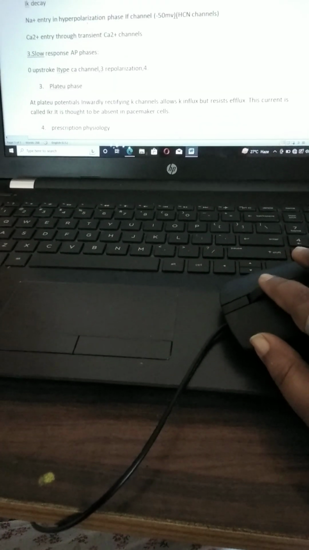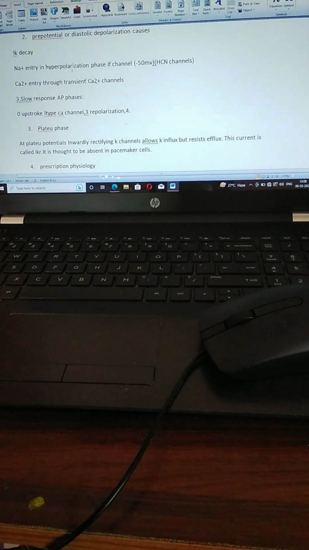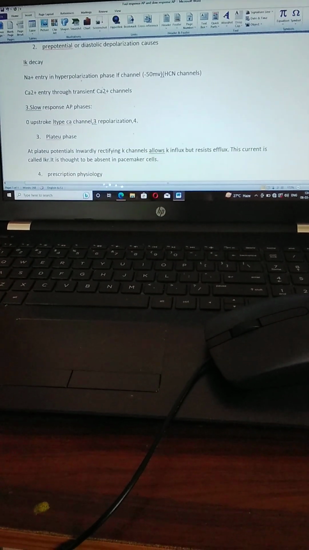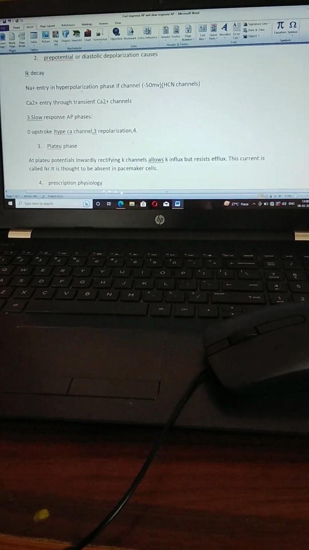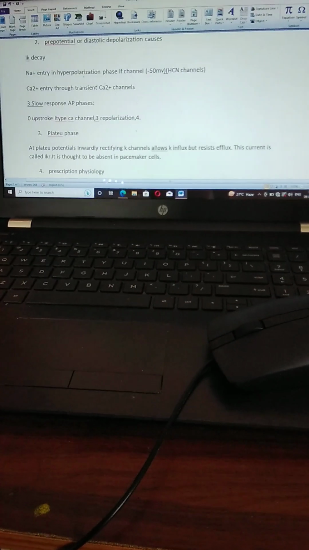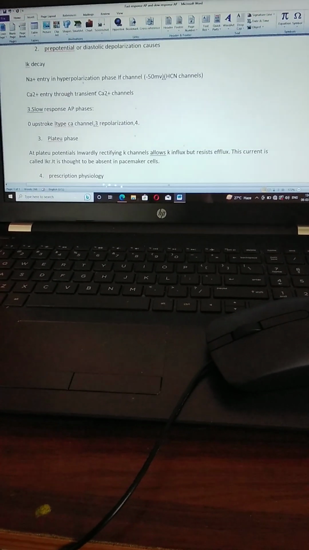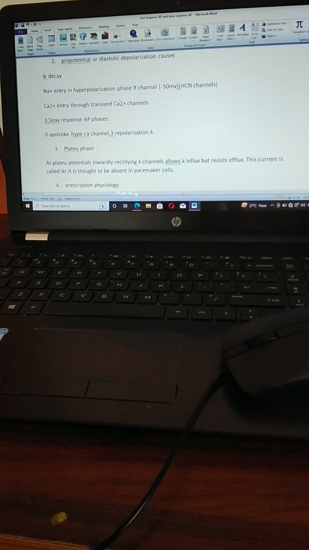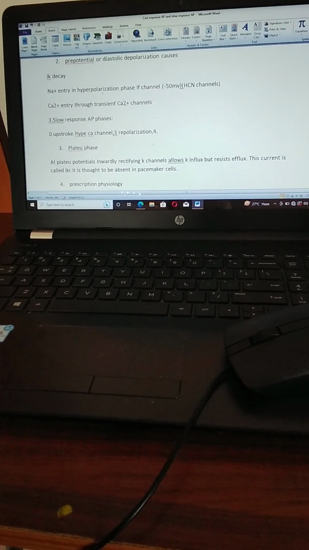So if we look at it in a nutshell, we see that the slow response action potential has three phases. One is phase zero or the upstroke phase, which is due to the calcium channel. Then there is repolarization through the potassium channels, and the fourth phase, the pre-potential or diastolic depolarization. So phases 0, 3 and 4 are present; 1 and 2 are absent.